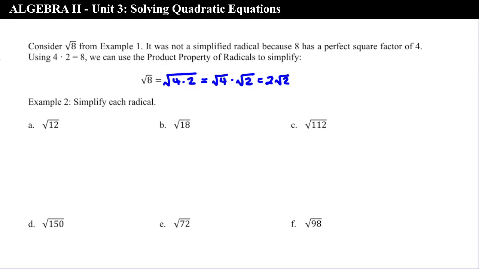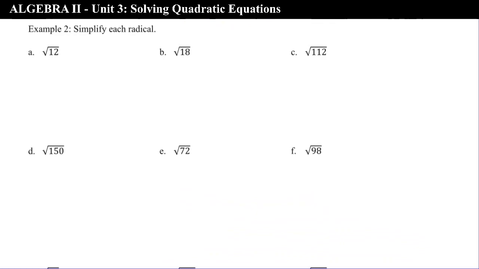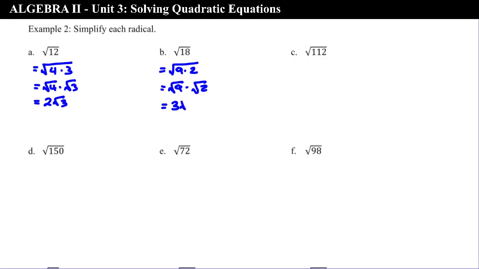So let's do a few of these for practice. Let's simplify each of these radicals. Square root of 12, we can break that down into the square root of 4 times 3, which gives us the square root of 4 times the square root of 3, which is 2 times the square root of 3. All right, for the square root of 18, we know 16 can't go into it, but we do know that 9 can go into it. In fact, we stated that in the first example. So we can break this down into the square root of 9 times 2, which is the square root of 9 times the square root of 2, which gives you 3 times the square root of 2.